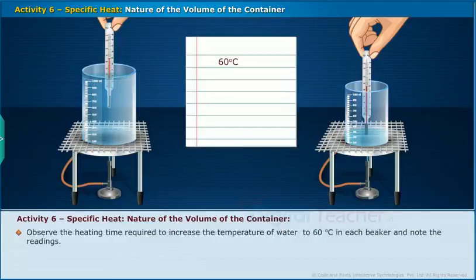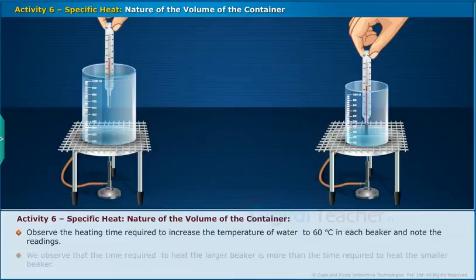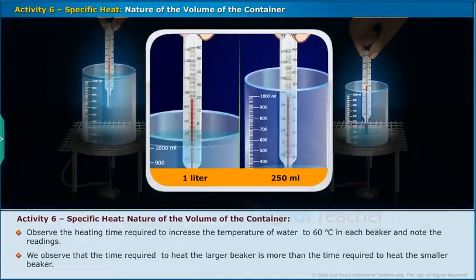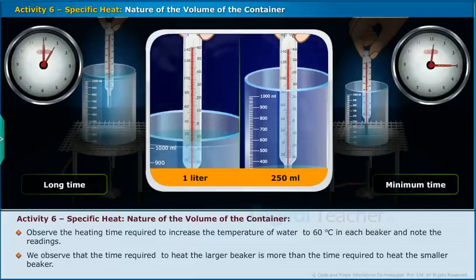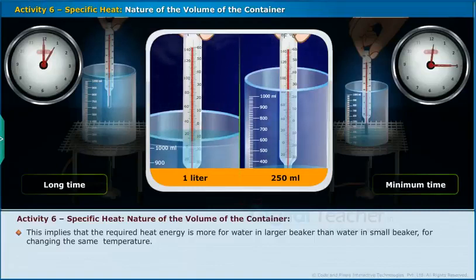Observe the heating time required to increase the temperature of water to 60 degrees Celsius in each beaker and note the readings. We observe that the time required to heat the large beaker is more than the time required to heat the smaller beaker. This implies that the required heat energy is more for water in the larger beaker than water in the smaller beaker for changing the same temperature.